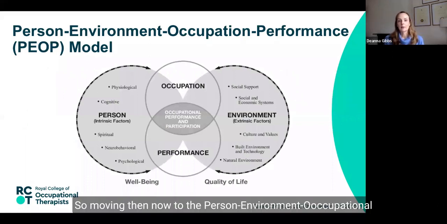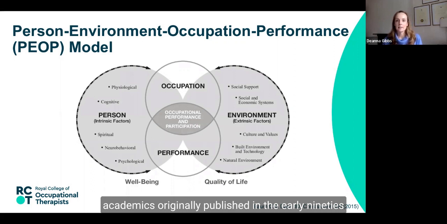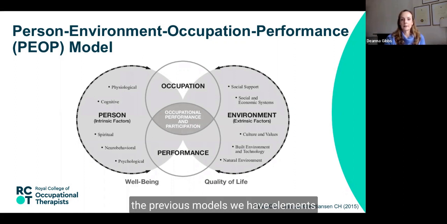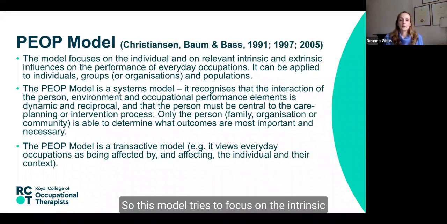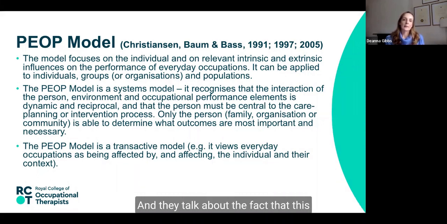So moving now to the Person, Environment, Occupational Performance, or PEOP model. This was developed by a group of American academics, originally published in the early 90s, and the most recent publication in 2015. And you can see here, like the previous models, we have elements of person, environment, occupation, and performance. So this model tries to focus on the intrinsic and extrinsic influences on an individual and how that influences the performance of their everyday occupations. And they talk about the fact that this model can be applied to individuals, but also to groups, organisations, and populations. Like the MOHO, it is a systems model.